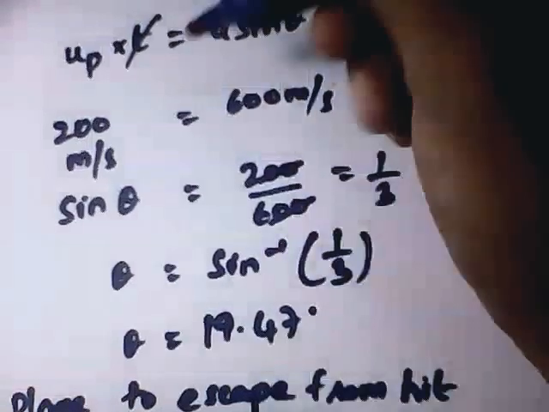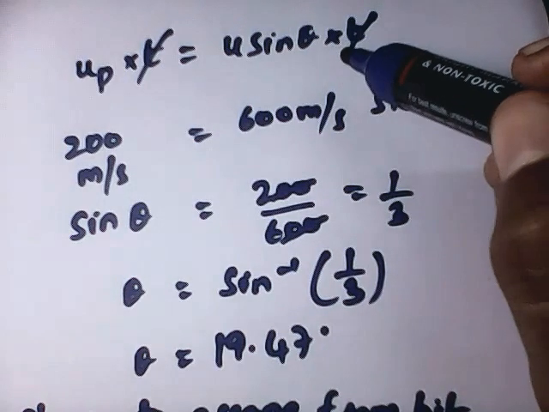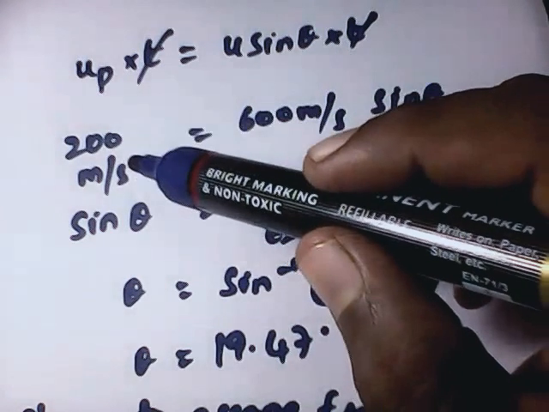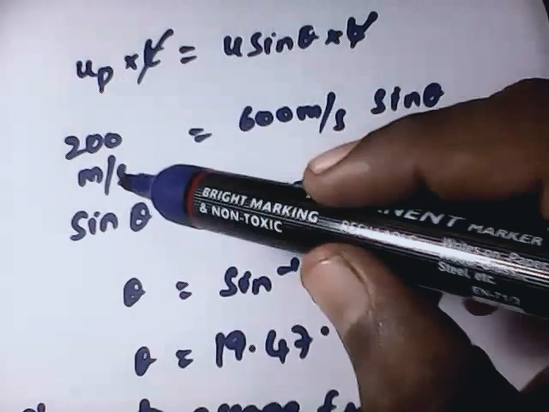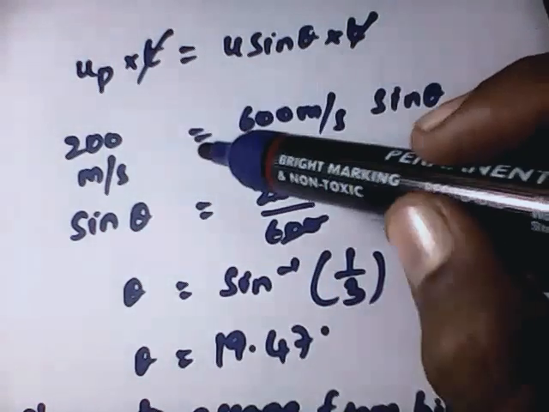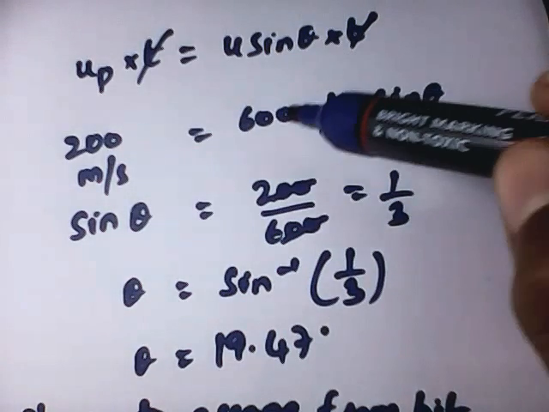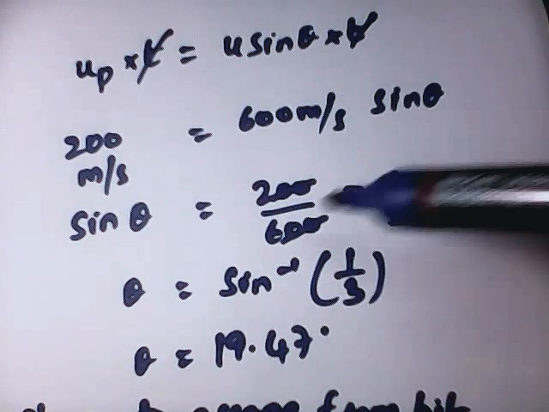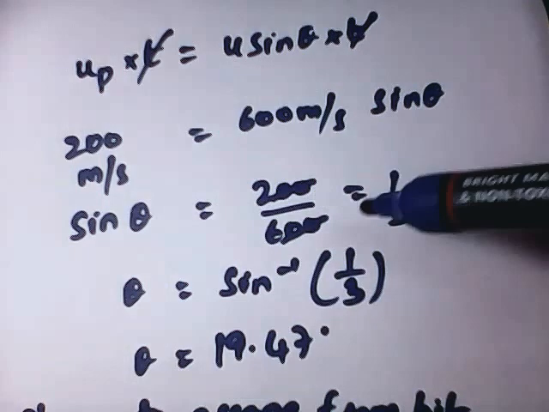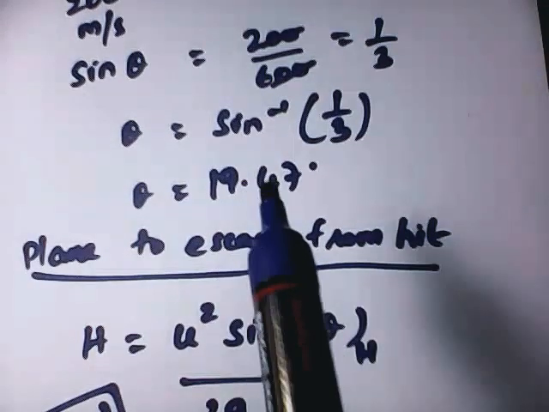I repeat once again the basic thing. The horizontal displacement of the plane is equal to the horizontal displacement of the shell. So it is UP into T, velocity into time is equal to displacement. So 200 meter per second into time t. So T gets cancelled here. So we are using 200 meter, then U sin theta is equal to 600 meter, that is the shell speed into sin theta. So sin theta equal to 200 by 600, 1 by 3, which comes to 19.47.